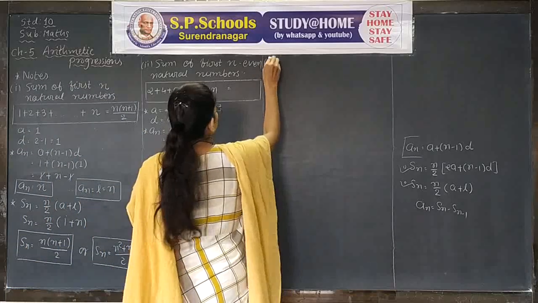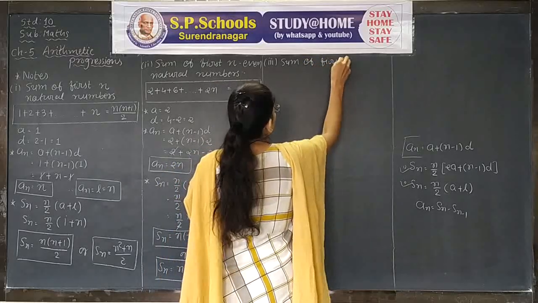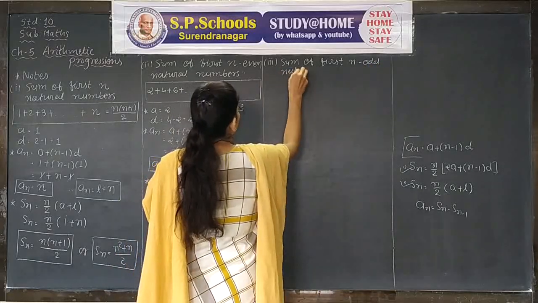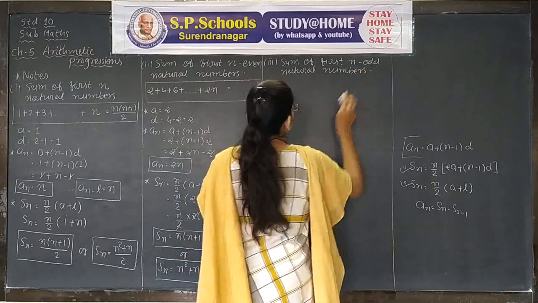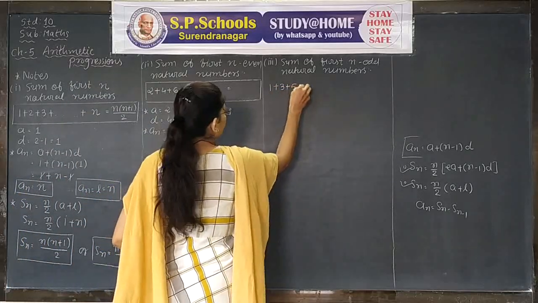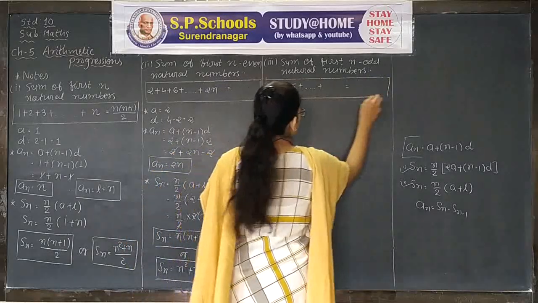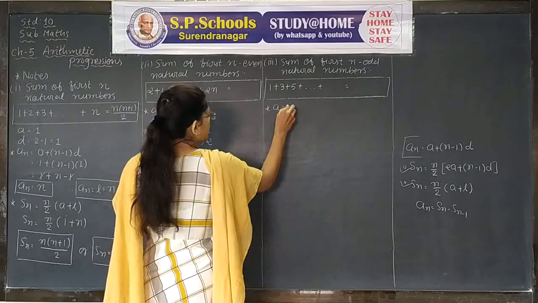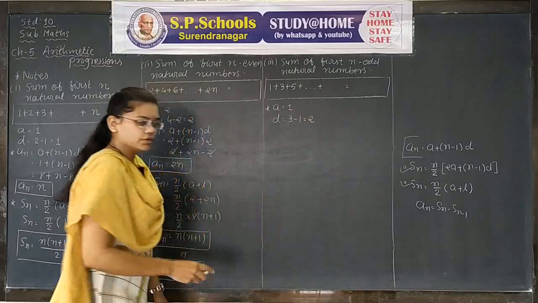Now the third one. Third is the sum of first n odd natural numbers. The smallest odd natural number is 1, then plus 3, plus 5, plus up to. First using an we need to find the last term, which is the general term. A is equal to 1, common difference d is equal to 3 minus 1, d is equal to 2.